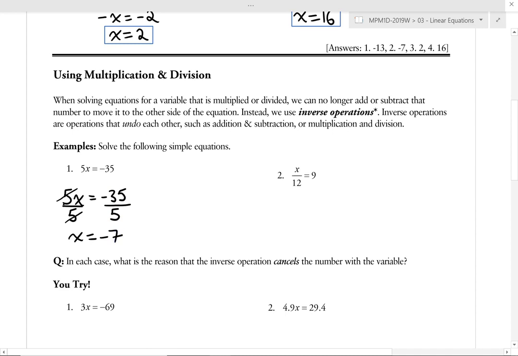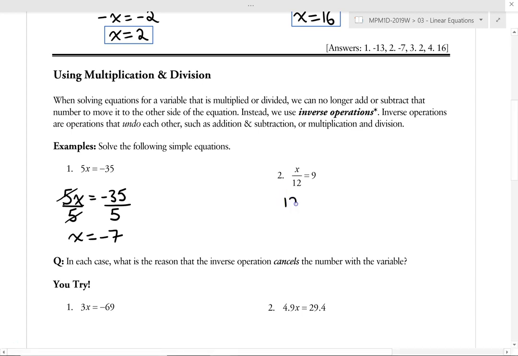So for number 2, we have x divided by 12 equals 9. Now the goal, remember, is to get x alone, right? We want to get x all by itself, in this case, on the left side. And what we currently have with x is a division. So the inverse operation to division is multiplication. Why don't we just multiply both sides by 12? So let's do that. So what do we get?